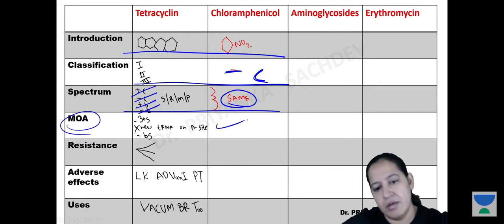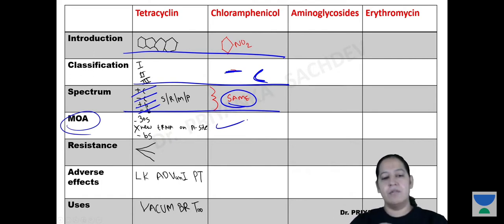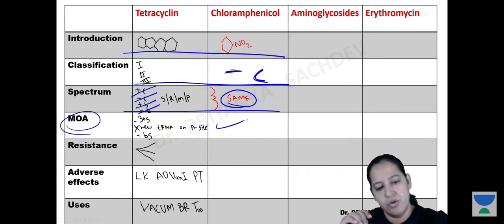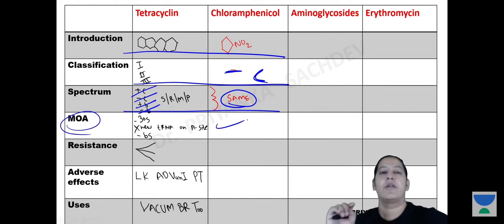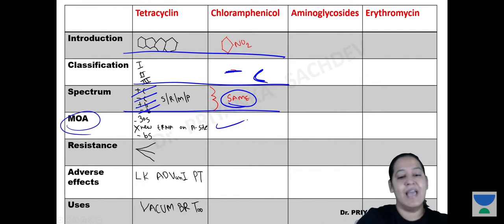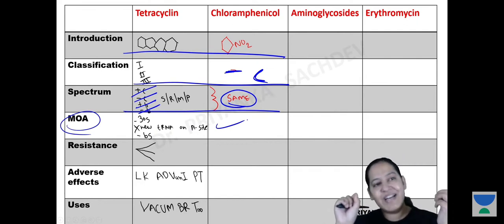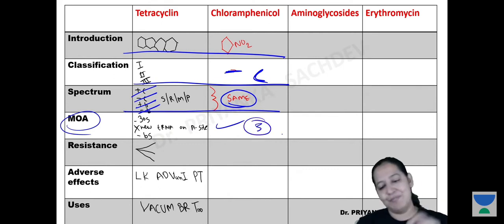I'm sorry. There are 4 steps. Now, which step? Just a second. My chat is gone. I can't see your chat. Okay, now I can see. I'm sorry. So, which step is it blocking? I'm asking the mechanism of action. Name the exact step which is blocked by chloramphenicol. Yes, it is blocking step number 3.